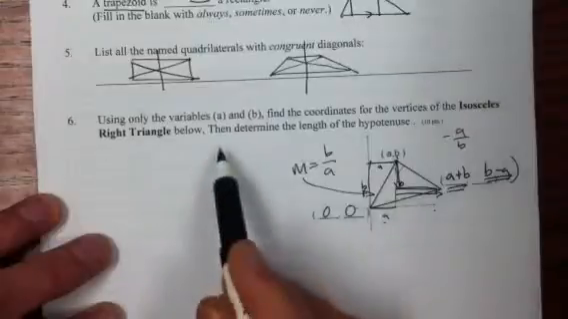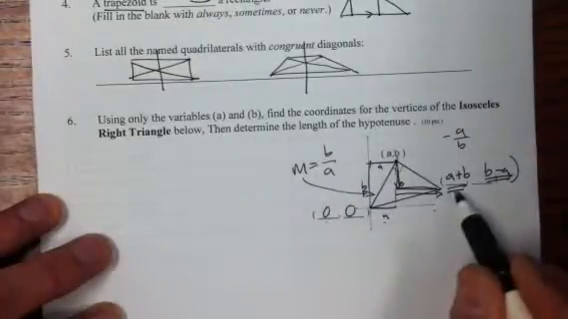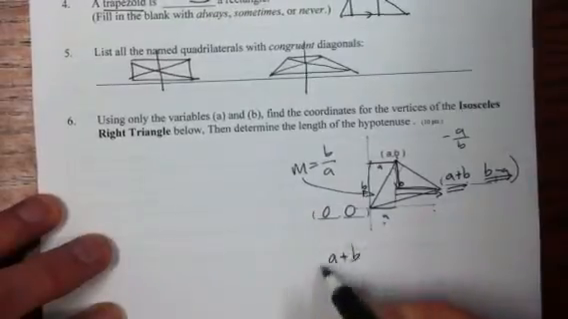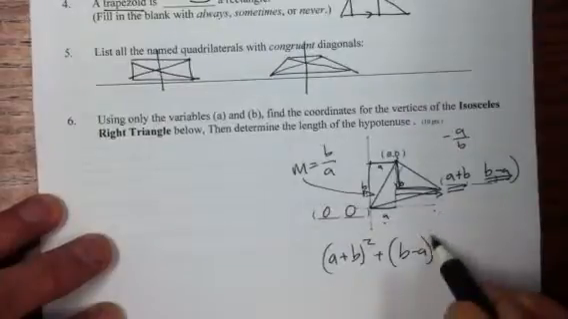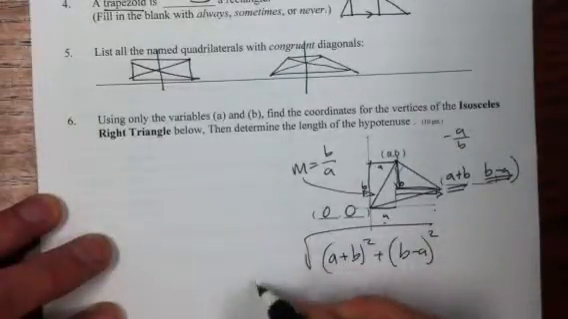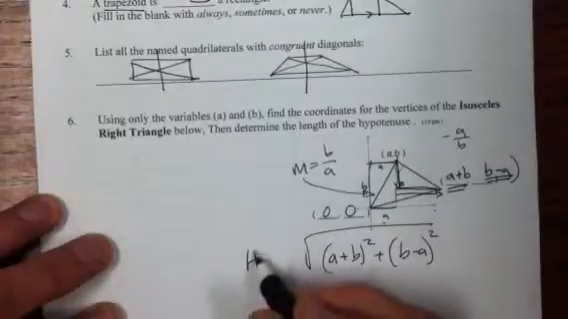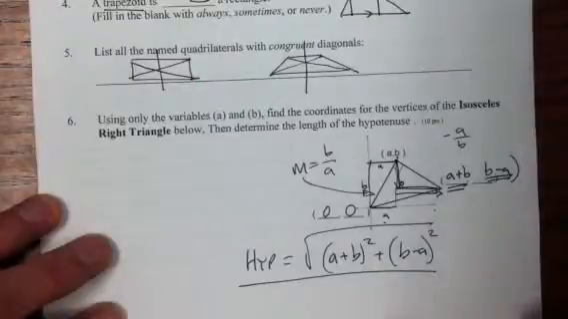Okay? Then determine the length of the hypotenuse. Well, that's just the distance formula. From 0 to this is just A plus B squared plus then B minus A squared, and then I'd square root that, and that's the distance of the hypotenuse. Okay, that's all you can do. You can't do anything more than that. You just write it like a formula. All right.